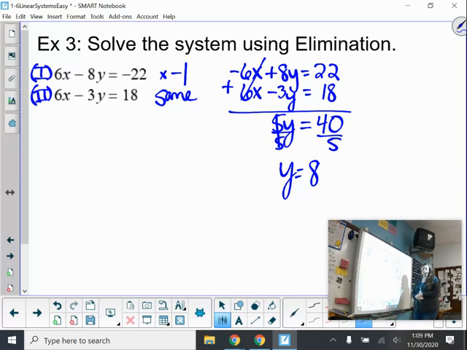Now, just like we did in the previous problem, I'm going to take that 8 and plug it back into either of the original equations for y in order to solve for my x. So I'm actually going to plug into equation number 2 again.